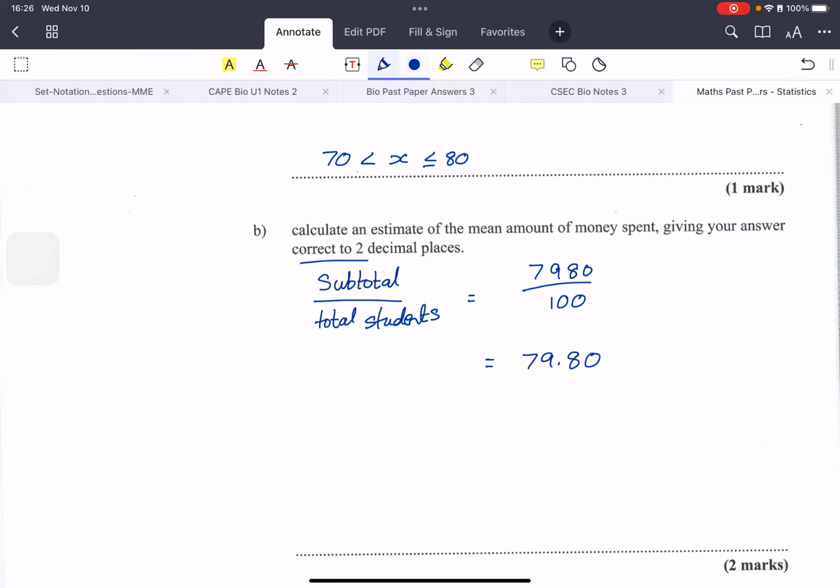Now, why would they ask for 2 decimal places? Because we are dealing with money. Okay, so money, you always need to quote your cents in 2 decimal places. Right, so your final answer is $79.80.